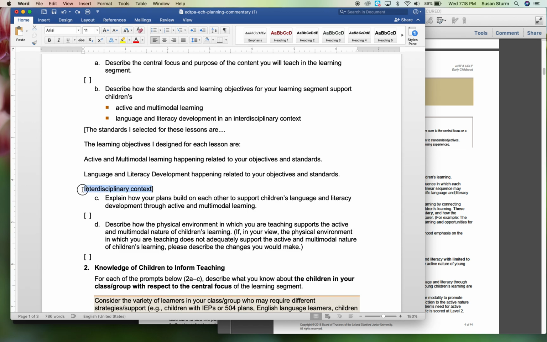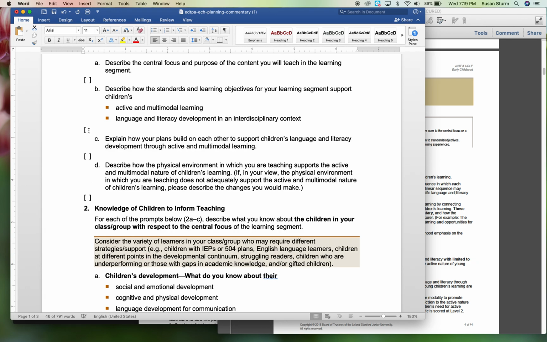And then also across all of it, really, you need to weave in that interdisciplinary context. This is an easy one, and this is only related to standards and objectives. It's pretty easy because you have to design an interdisciplinary set of lessons. So simply say how you are working in the science or the social studies or whatever other content area you're focusing on. So this response can be a bit lengthy, but you've got to do a lot of things in it.